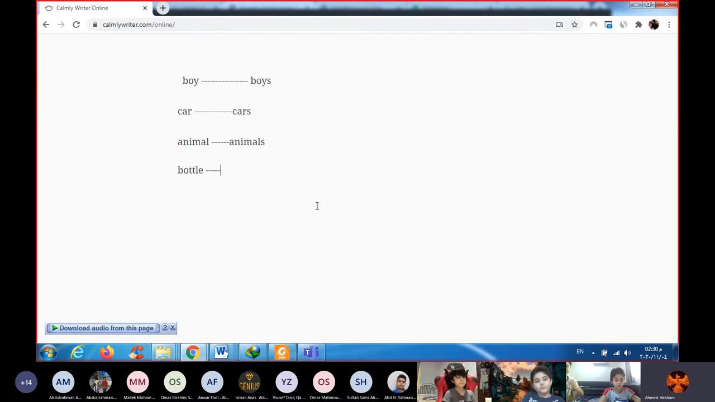Okay, bottle. We want to make it plural. How will we make it plural? We will just add S because the E is already there. So we don't need another. We will put only S at the end of the word.